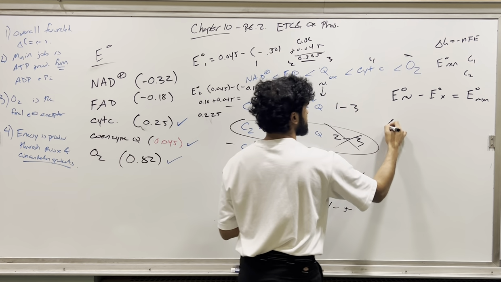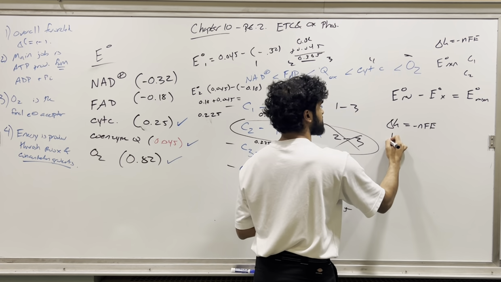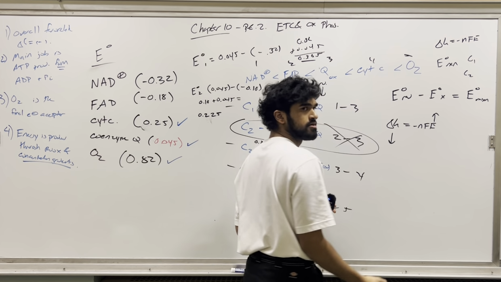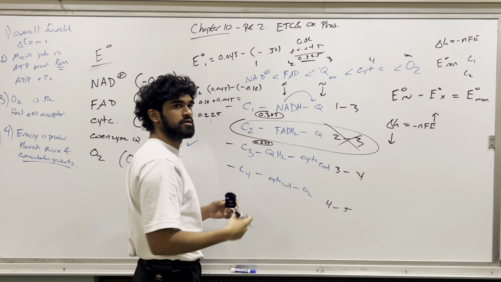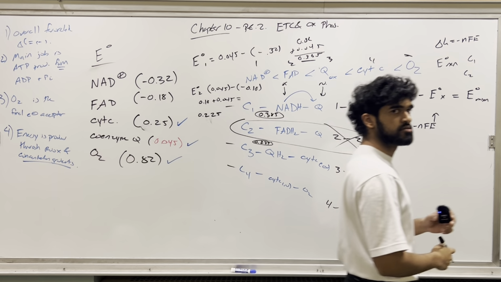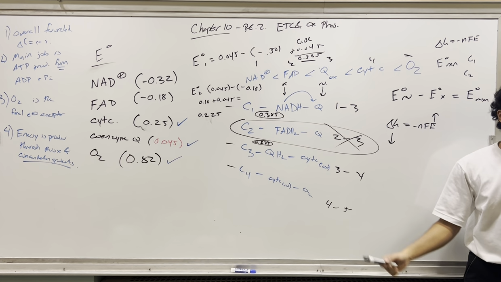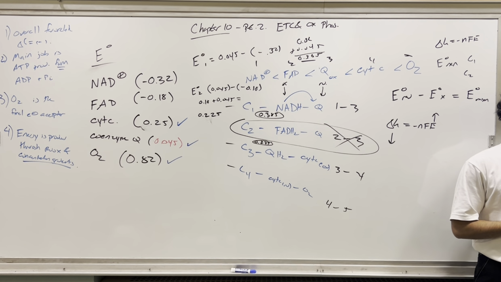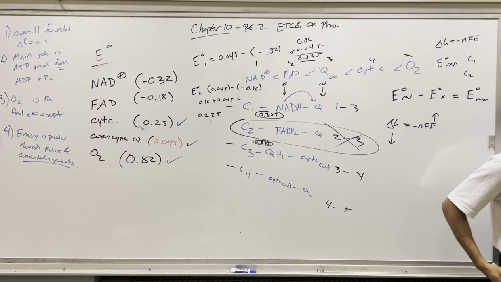If delta G equals negative NFE, the delta G goes lower as the E standard gets higher. Which of these has a higher E standard? Complex 1. Complex 2 doesn't generate enough energy to pump protons. It's not as favorable. And I'll tell you right now that complex 3 is more favorable than 1, and complex 4 is more favorable than 3. That's why I said those numbers make sense, just looking at them.